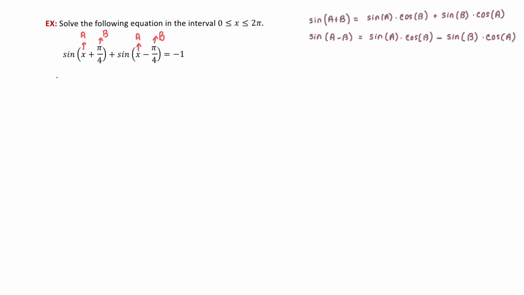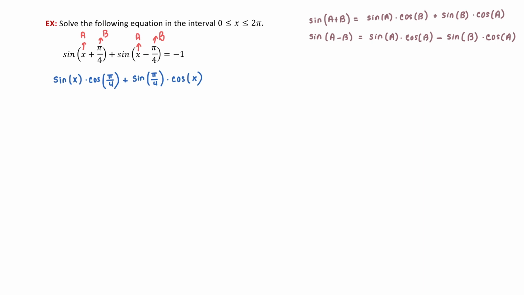With the first term, we're going to have sine x times cosine of pi over 4. I am applying the identity directly, the first one for the sum of two angles. And then plus sine of pi over 4 times cosine of x. All this corresponds to the expanded form of just this first term, applying this identity.